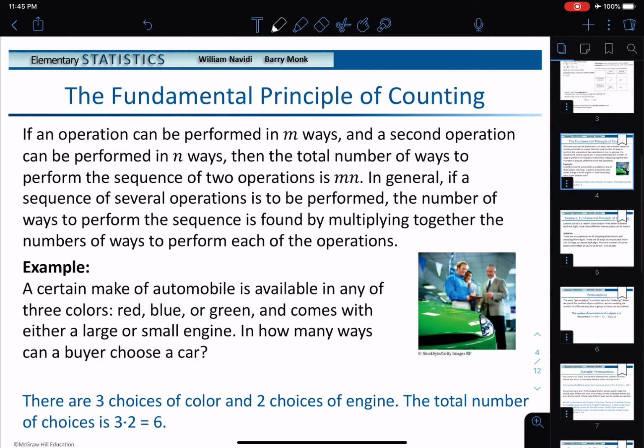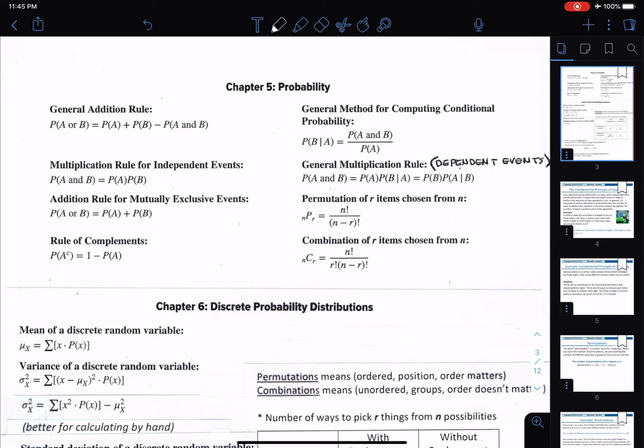our lecture notes and talk about some of this stuff, the fundamental principle of counting and some things like that. And also I have a formula sheet that I had on the last lecture that is available to you. So let's get started with this.